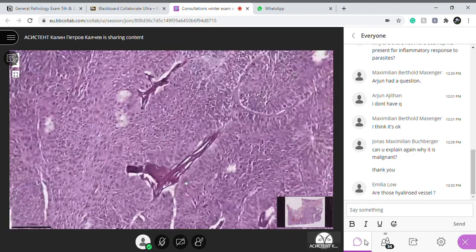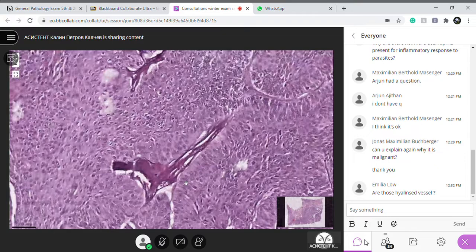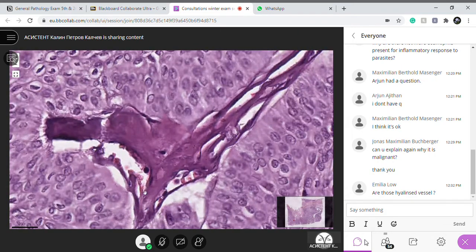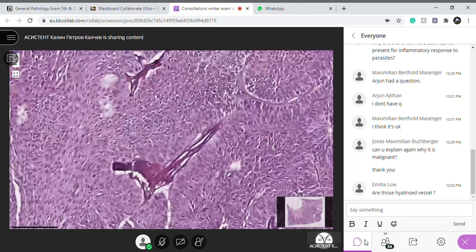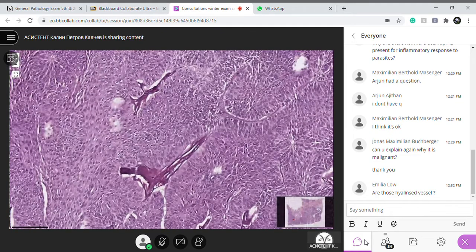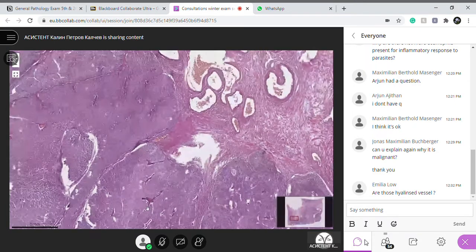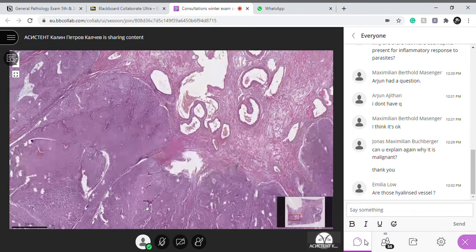Okay, which vessels do you mean? Here, you can see that these are vessels. They're full of red blood cells, you see. So these are vessels. These are the fibrovascular cores, which contain, that's why we call them vascular, because they contain these blood vessels. Okay, was that clear, the difference between the benign and malignant tumors?